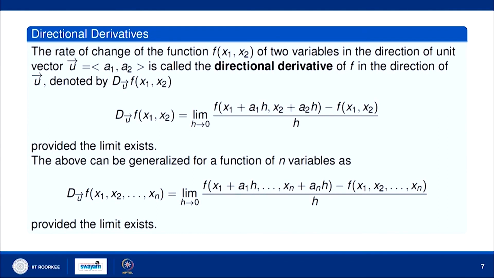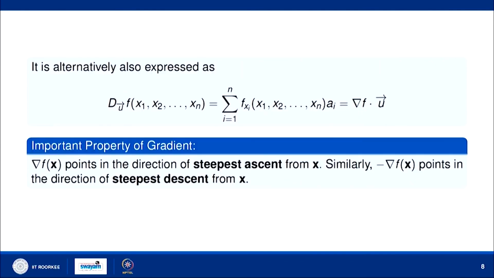Here I have defined the rate of change of f for 2 variables and then for n variables. I have already explained that the gradient of f at x points in the direction of steepest ascent, where it increases most rapidly, and where it decreases most rapidly, that is called steepest descent, and that is nothing but the negative of the gradient of f.